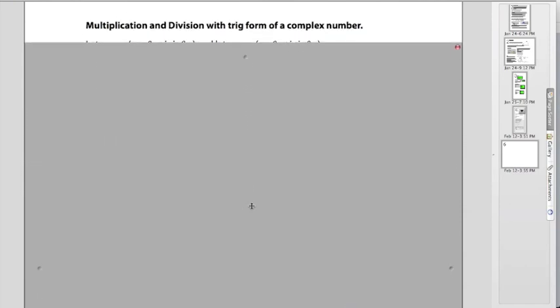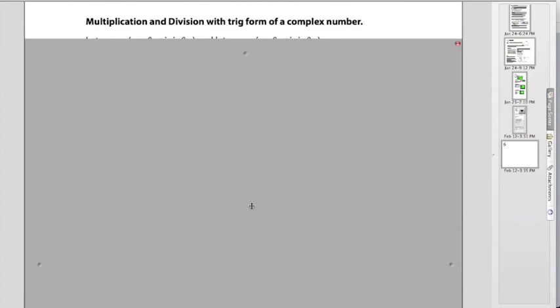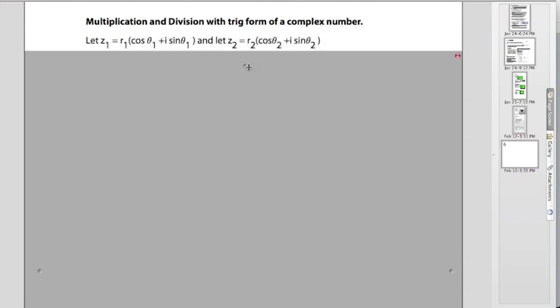Multiplication and division. Now you'd think with something of a fairly complicated form, it would be difficult to multiply and divide with these kinds of numbers. In fact, it's extremely easy. So what we're going to do is set two numbers. z is traditionally denoted as a complex number, the letter for it. So z1, the first complex number, is r1 times cosine of theta 1 plus i sine of theta 1, and then z2 is the same thing with just 2's.